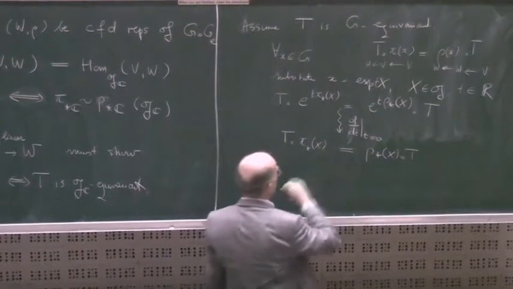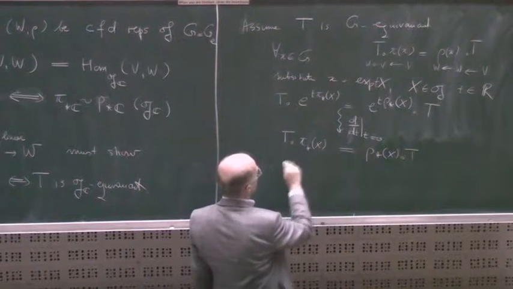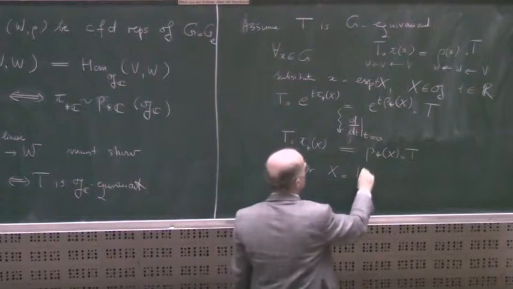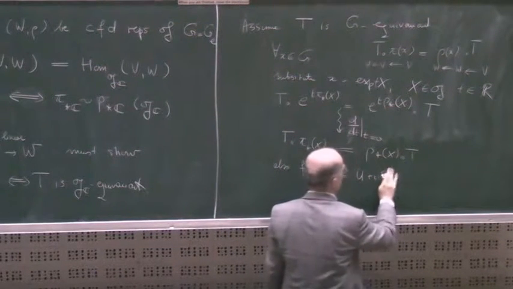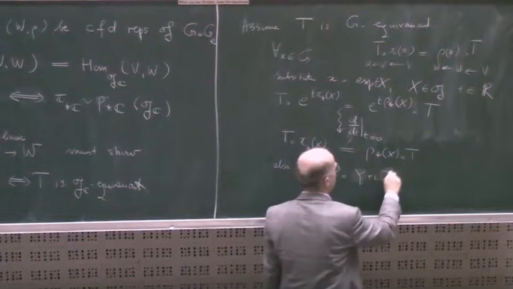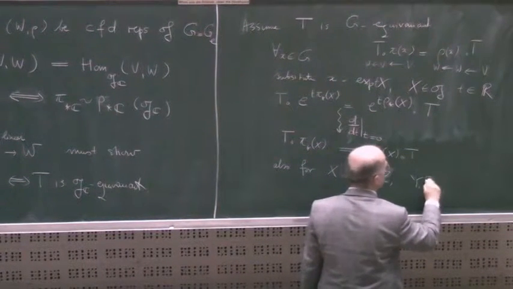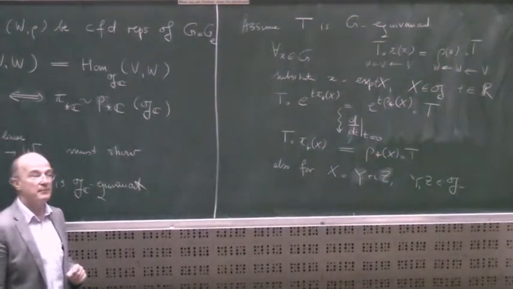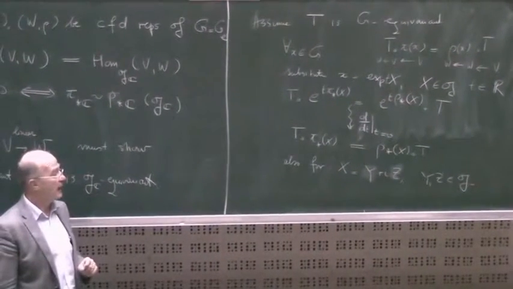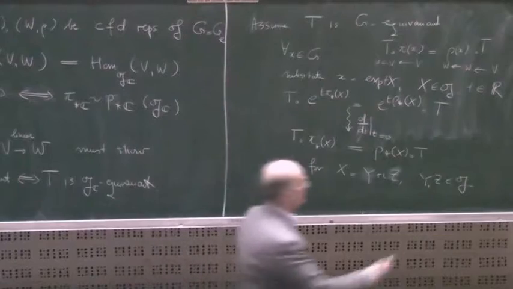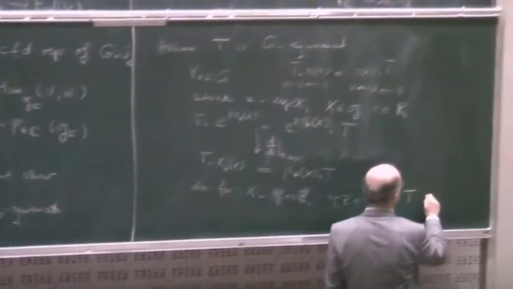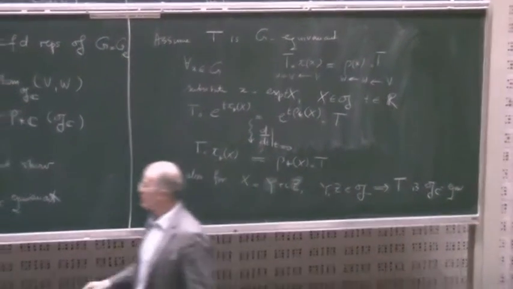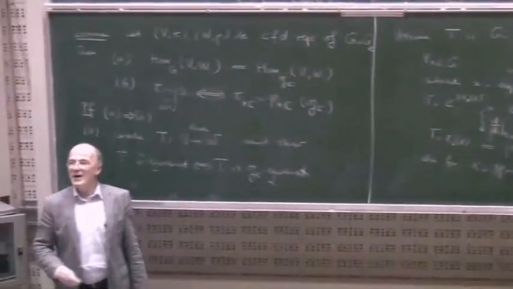Now if this is true, then of course this is also true for X of the form Y plus iZ, where Y and Z are elements of G, because T is a complex linear map. Right? And so this shows that T is G_C equivariant. And we have established one direction of the equivalence.